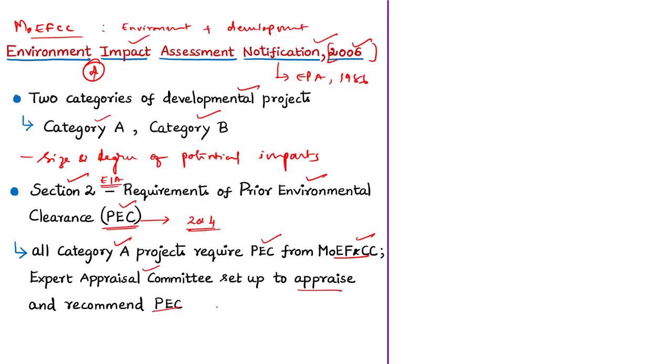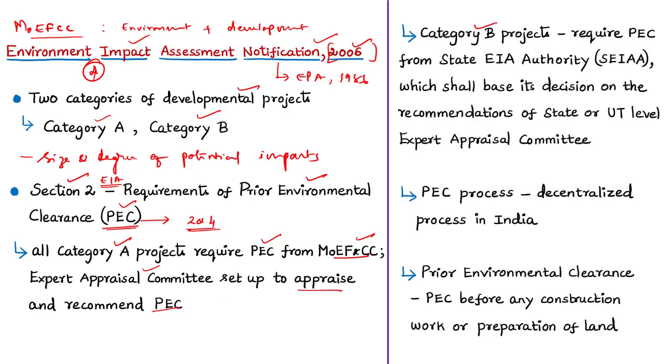Then when it comes to Category B projects, the prior environmental clearance is required at the state level, that is from the State Environment Impact Assessment Authority. See, this authority at the state level shall base its decisions on the recommendations of a state or union territory level expert appraisal committee. So here we can note that the environmental clearance process has been a decentralized process in the country. That too, it is based on the category of different projects.